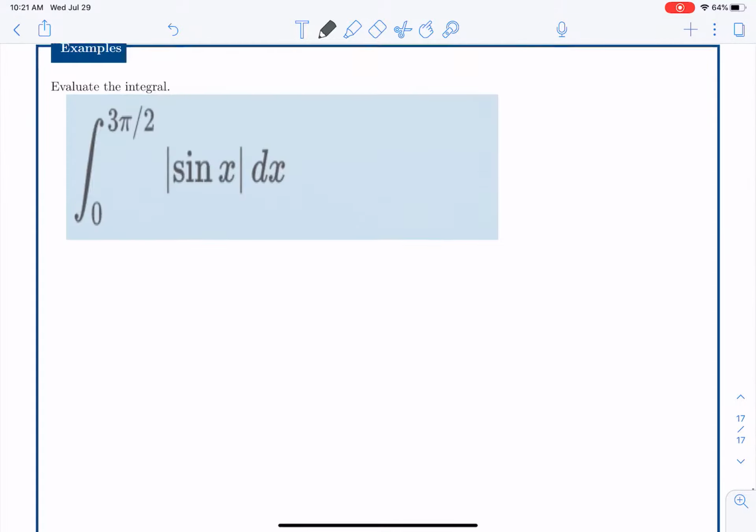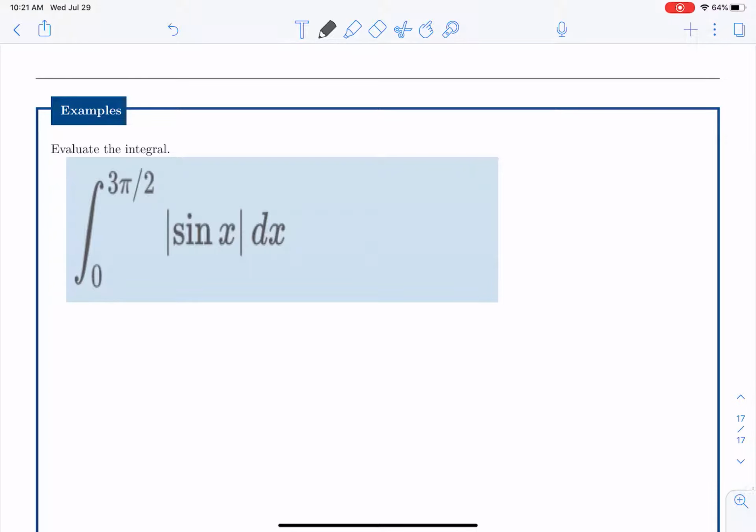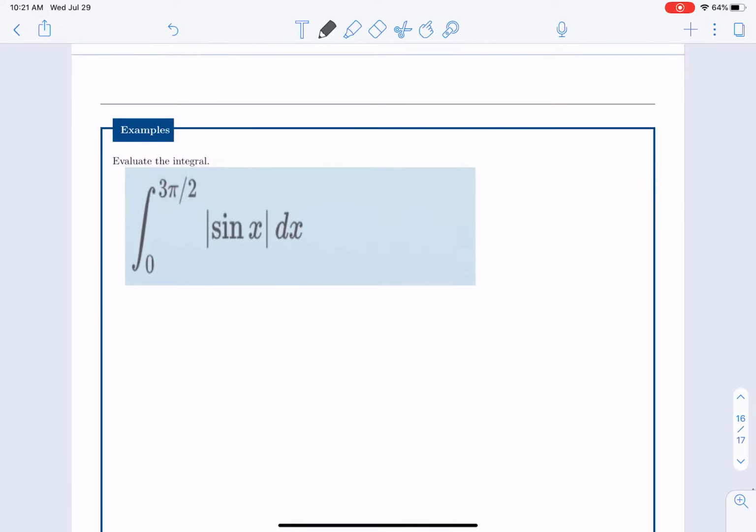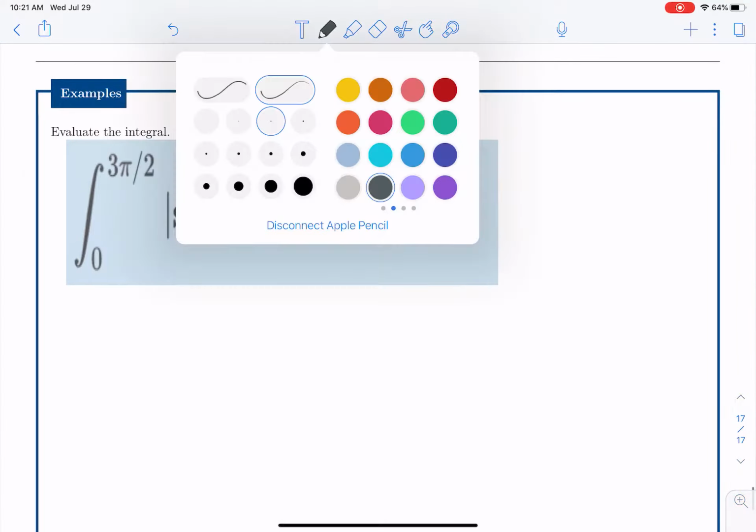So here is another problem which involves the absolute value of sine x, and we go from 0 to 3 pi over 2. Now, what do we know about sine functions?